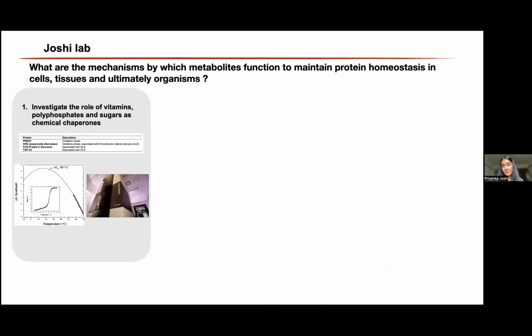And how I plan to solve this is, one, to investigate the role of vitamins, polyphosphates, and sugars as chemical chaperones. There have been certain osmolytes that have been studied as chaperones, but I would like to investigate these three sets of metabolites by using thermal unfolding and also cryo-EM that I have done in the past at Cambridge in the Department of Biochemistry.